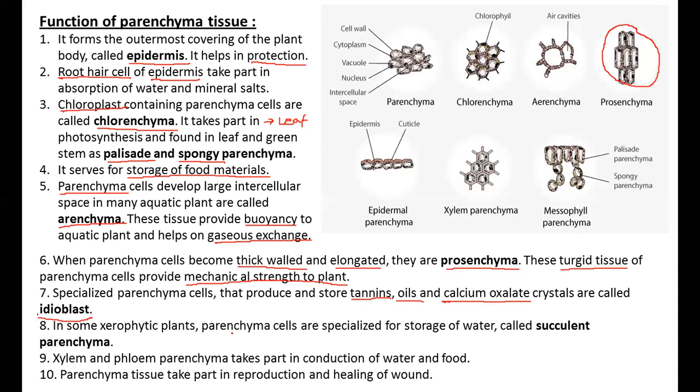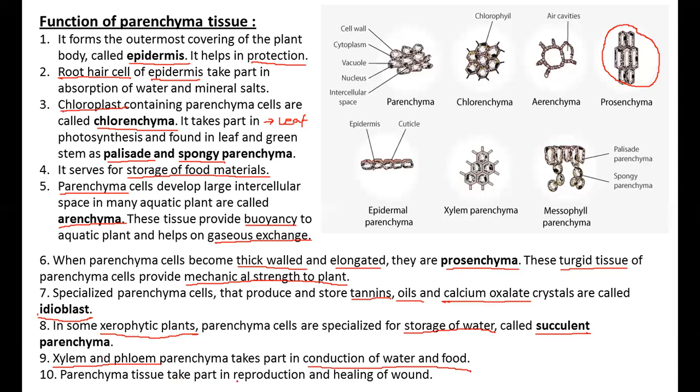There is another type of parenchyma present in xerophytic plants. Xerophytic plants are those plants that are present in desert areas where the water level is very low. So in this type of plant, parenchyma stores water, and this type of parenchyma is called succulent parenchyma. And besides all of these features or functions, it also has another function. It is also present in xylem and phloem as a living tissue to provide nutrition and other health for the xylem and phloem, and it also takes part in conduction of water and food, because we know that xylem and phloem are conducting tissue.